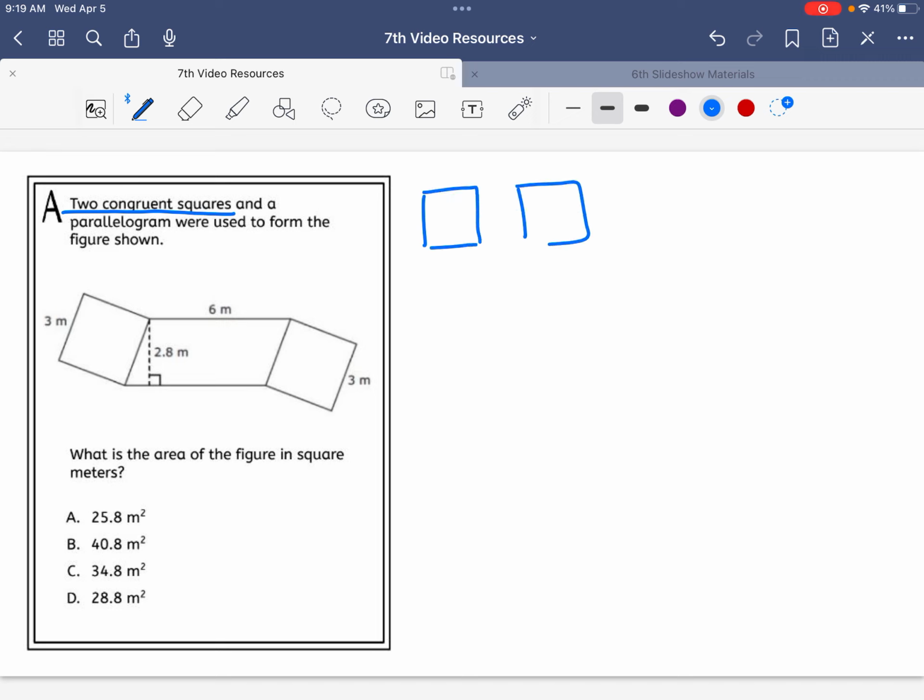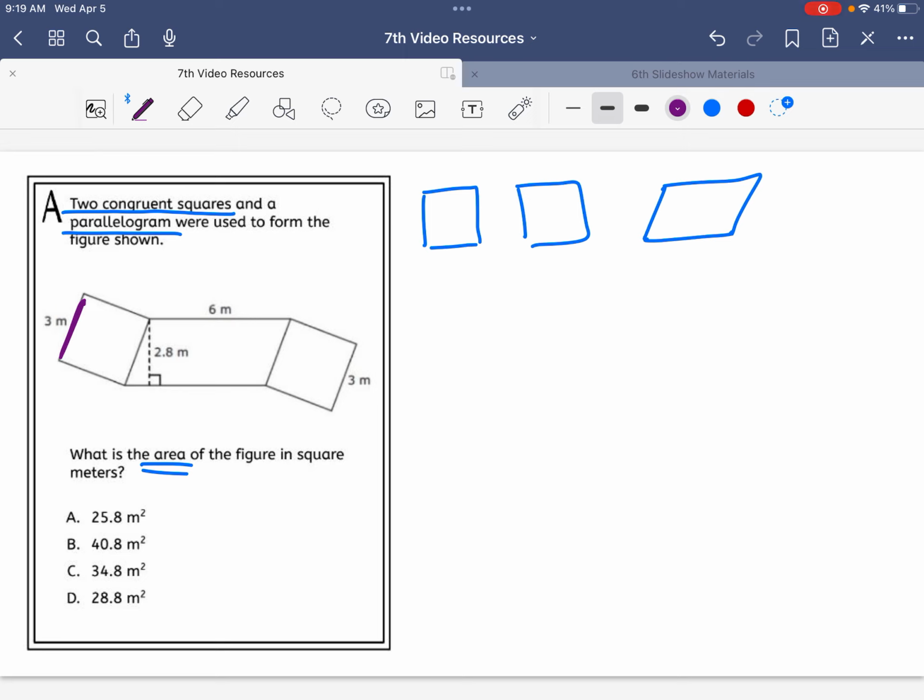They are congruent. And a parallelogram. So we have a square, and a parallelogram. And they were used to form the figure shown below. And we want to know the area of the figure in square meters. So I have two congruent squares, and I see that the side length is 3 right here.